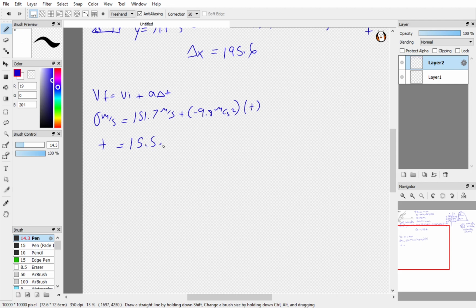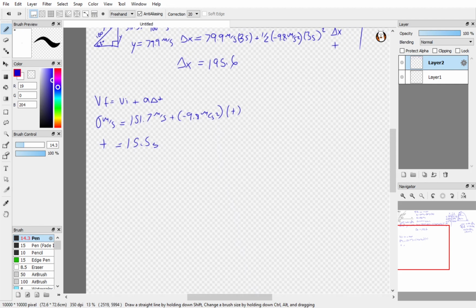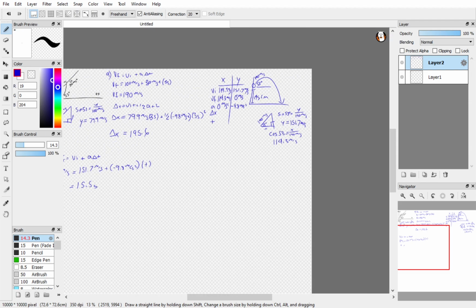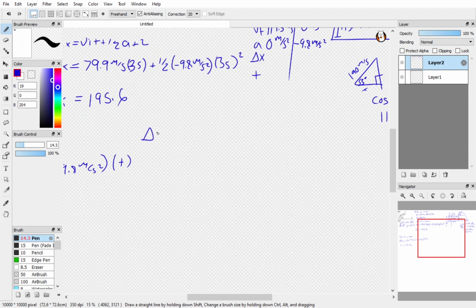15.5 seconds. Now, with that, we're going to plug into the equation delta x equals velocity initial t plus 1/2 a t squared. So we would substitute in for our variables.